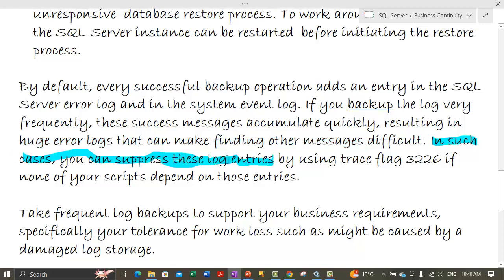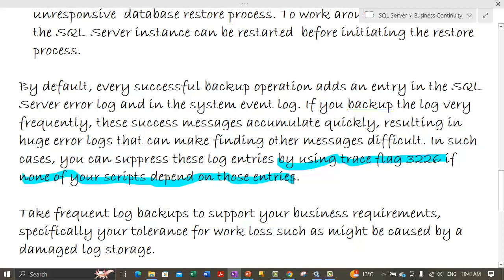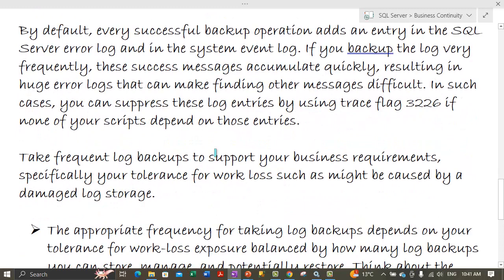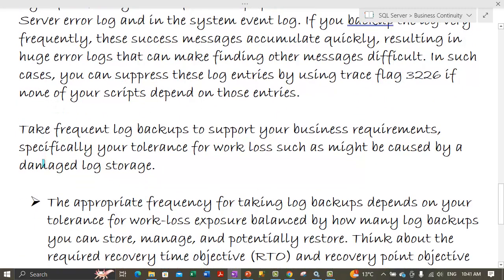So these success messages can be suppressed in the log files and the event logs by using the trace flag 3226 if none of your scripts depend upon those entries. So we can enable this trace flag. You can use that to suppress these entries. We will talk about this later in our other videos, showing practicals on how to suppress the log entries for any transaction log backups. So stay in tune and do subscribe to our channel.